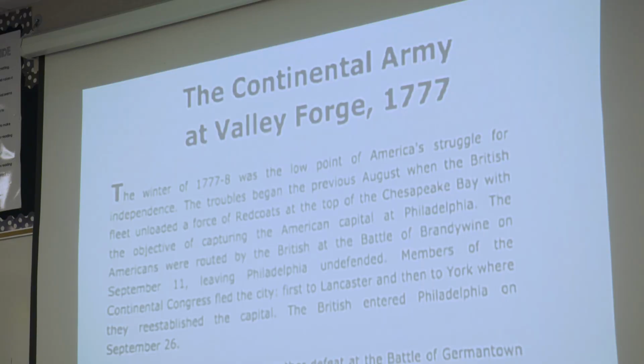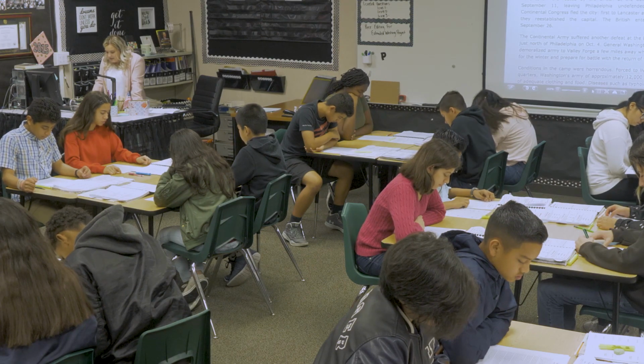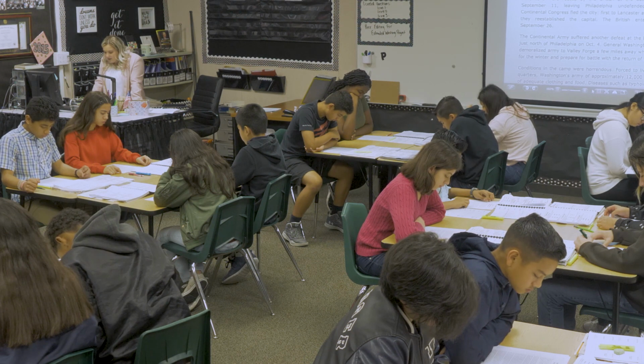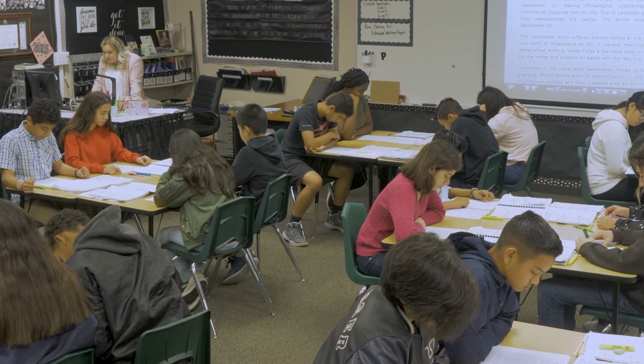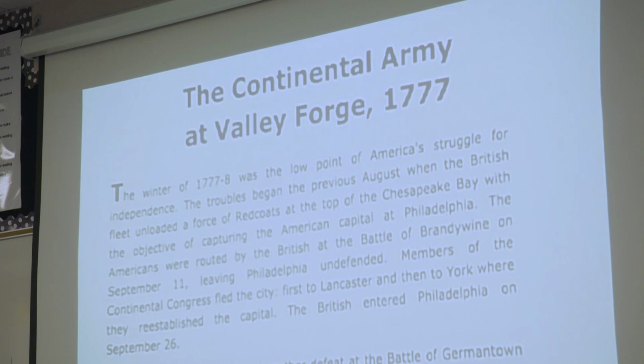The winter of 1777 to 1778 was the low point of America's struggle for independence. The troubles began the previous August when the British fleet unloaded a force of redcoats at the top of the Chesapeake Bay with the objective of capturing the American capital at Philadelphia.